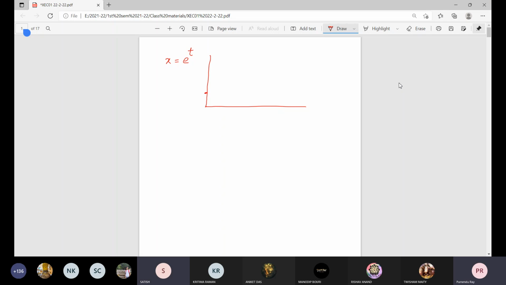Suppose the x value is plotted along the vertical line and time t along the horizontal line. Of course, the particle is not moving in this direction; here is a straight line. Maybe this is the line x along which the particle takes different positions, and position versus time is given in that form by this relation. Now for t equal to 0, x is 1. Then what about t equal to 1?